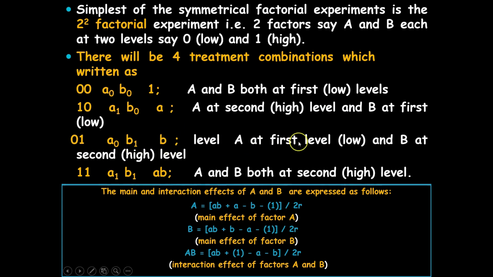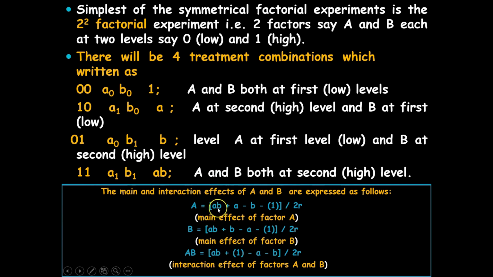That means a is at the first or low level, and b at the second level. And if we write 1 1, we can simply write a1 b1, or simply write ab. This means both are at their highest level, a and b are at the second or high level. So we can simply calculate their main and interaction effects by this algebraic procedure, which is very simple.